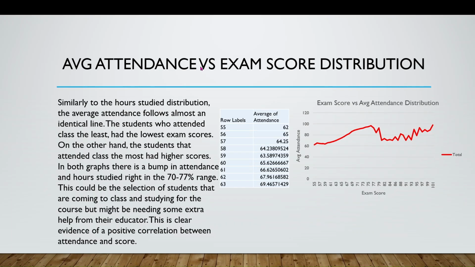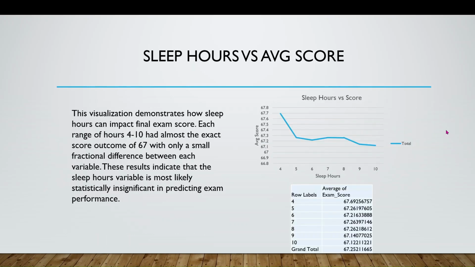And then for average attendance versus exam score, this is also quite a similar pattern. Lowest exam scores had the lowest average attendance, and you can see that bump around the 70% range. It shoots up a little bit more. And this could be the selection of students that are coming to class and studying for the course, but might be needing a little bit extra help from their education. And it's an increasing line, a positive correlation, a positive relationship here.